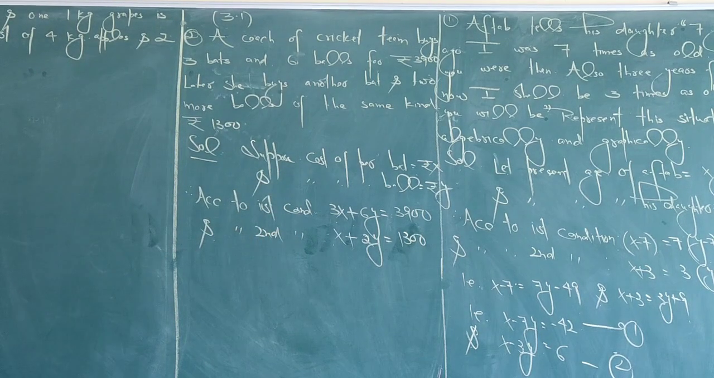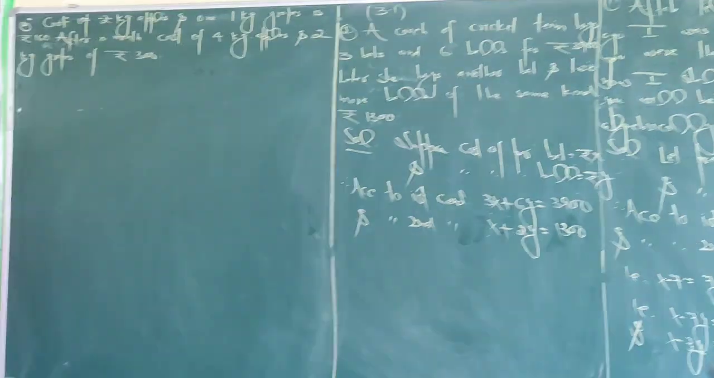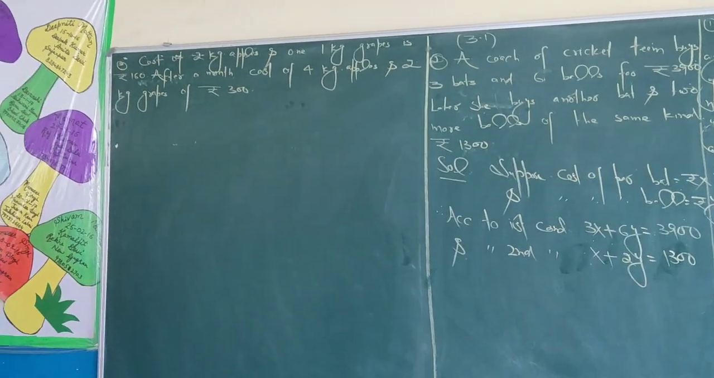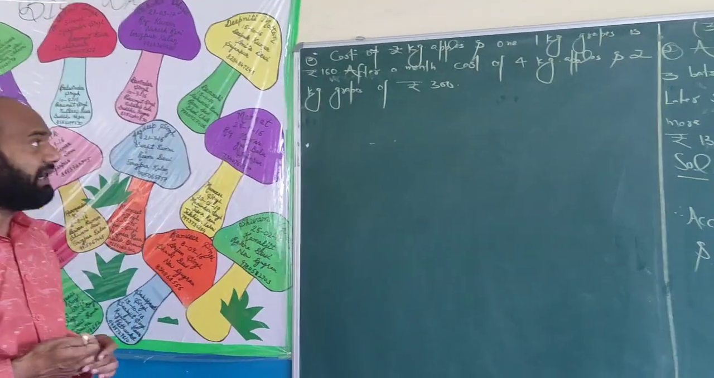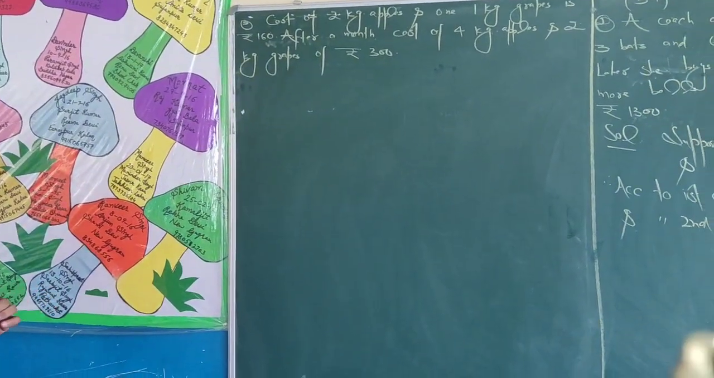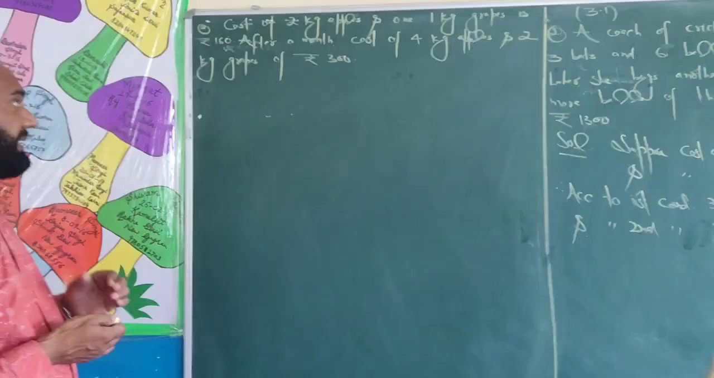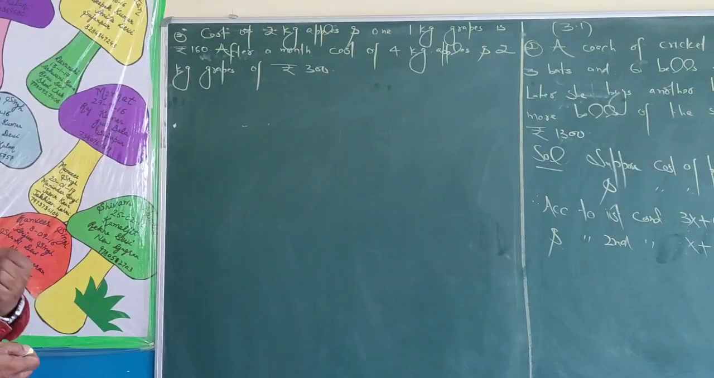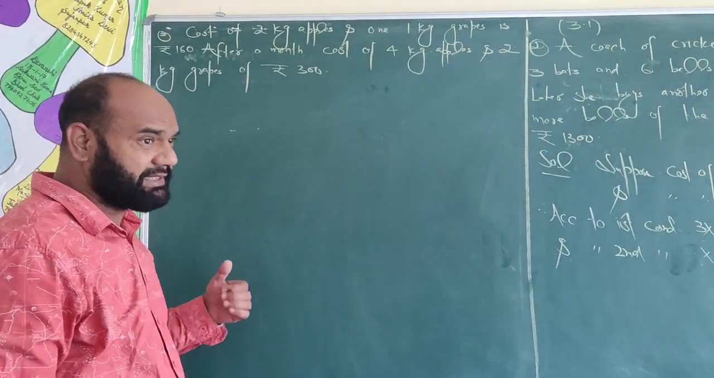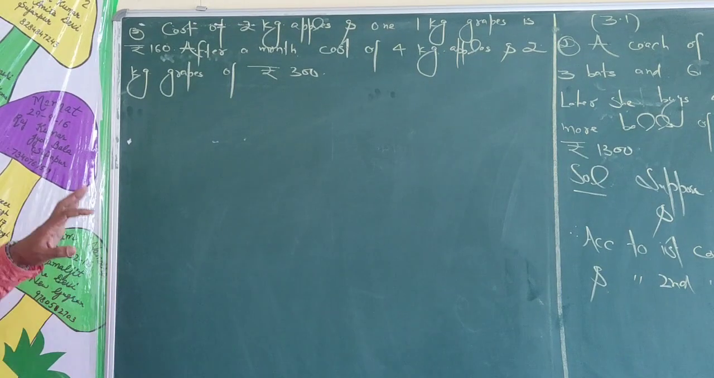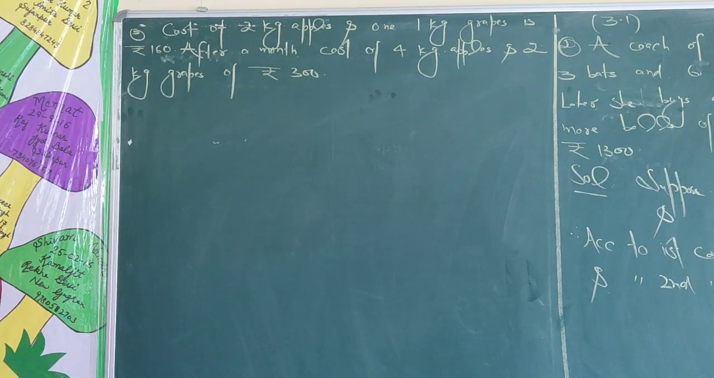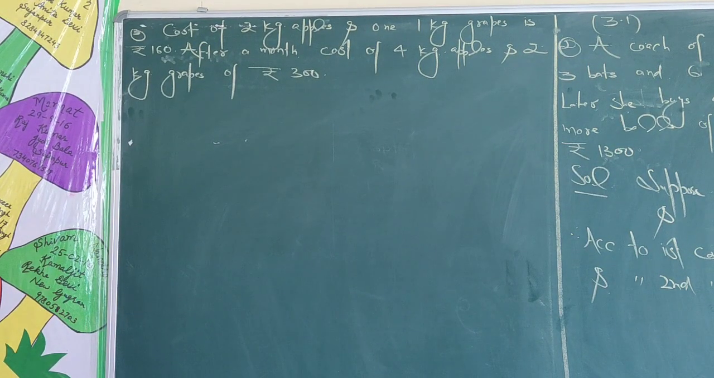Now the third question is: the cost of 2 kg apples and 1 kg grapes is ₹160. After a month, the cost of 4 kg apples and 2 kg grapes is ₹300. Represent this situation algebraically as well as graphically. In this question, we see the cost of 2 kg apples and 1 kg grapes is ₹160.